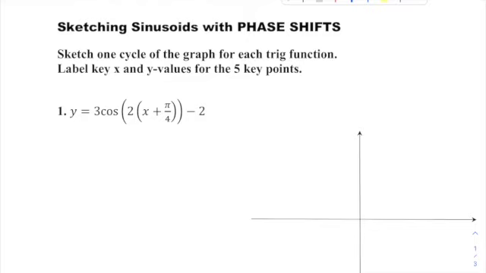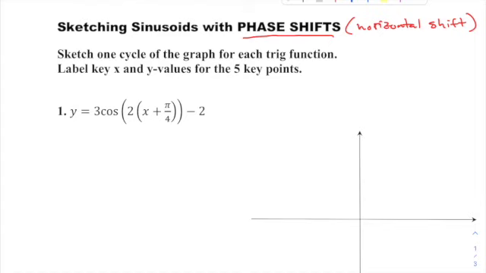We're sketching some sinusoidal functions again today, but this time we are taking a look at what are called phase shifts. A phase shift is just another word for a horizontal shift. When you do a horizontal shift or horizontal translation on a trig graph, they call it a phase shift.